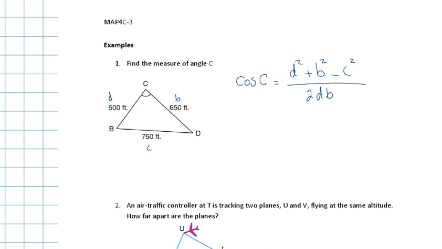So all you have to do is plug in the information. So D is 500 squared plus 650 squared minus 750 squared all over 2 times 500 times 650. So what I want you to do is I want you to find the answer for the top.